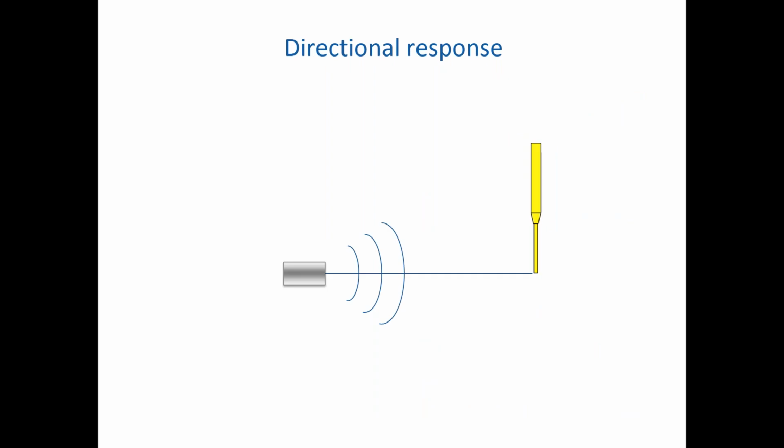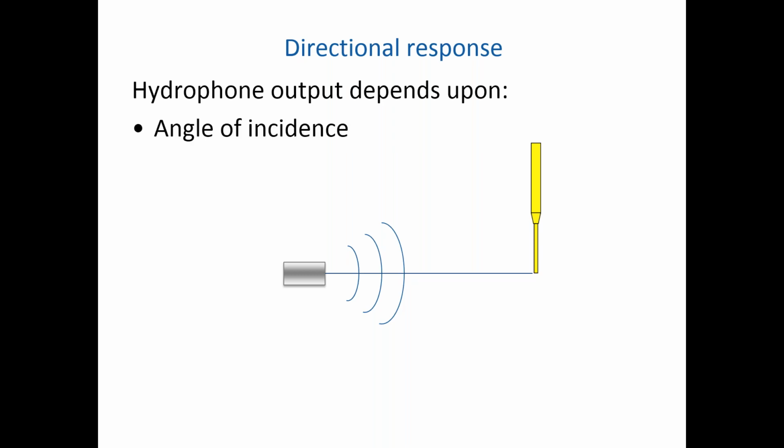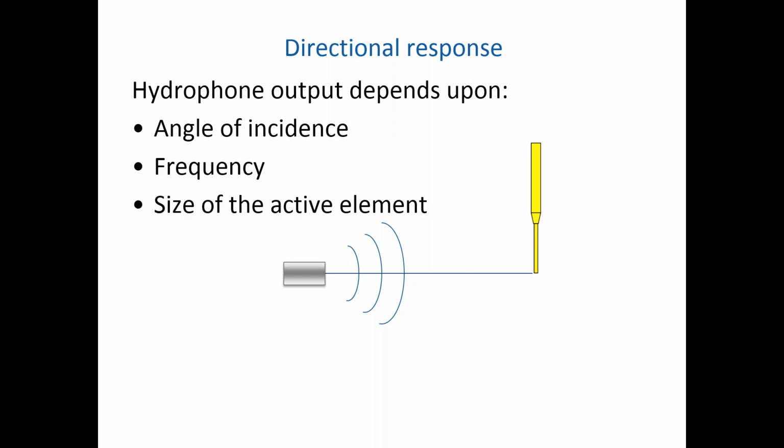Let's now look at directional response. Hydrophone output depends upon a number of factors. Firstly, we have the angle of incidence, we have frequency, and we have the size of the active element. What I'm showing here is a needle hydrophone that's at 90 degrees to the incoming ultrasound wave, and what will happen if we rotate that hydrophone around. You can see that the tip of the hydrophone doesn't move, it stays at the center of rotation, but we're changing the angle of incidence.